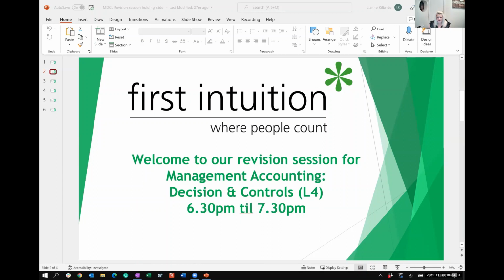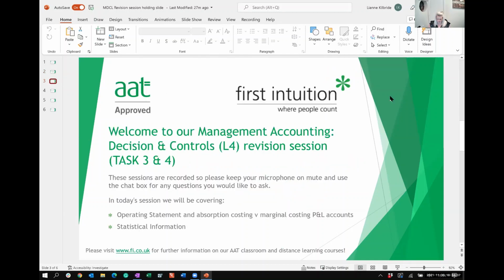Okay, we are here for the next hour to go through task 3 and task 4 of the exam. Within this session we'll be looking at task 3, which relates to the operating statement, looking at absorption costing versus marginal costing, and we'll be looking at the variances as well. When we do a control budget card, how do we know what we need to deal with if we deal with marginal or absorption costing? That's what we're going to be covering in task 3.